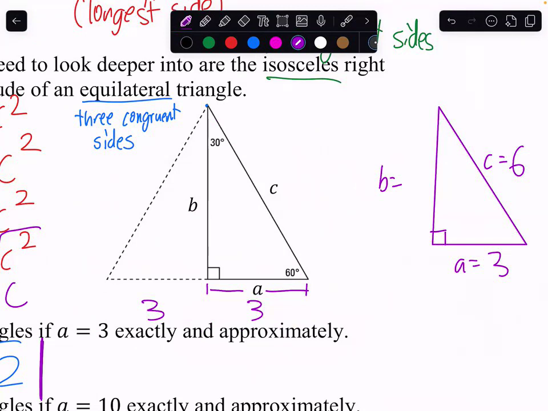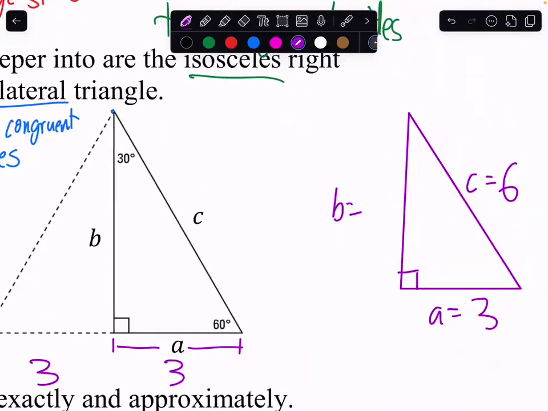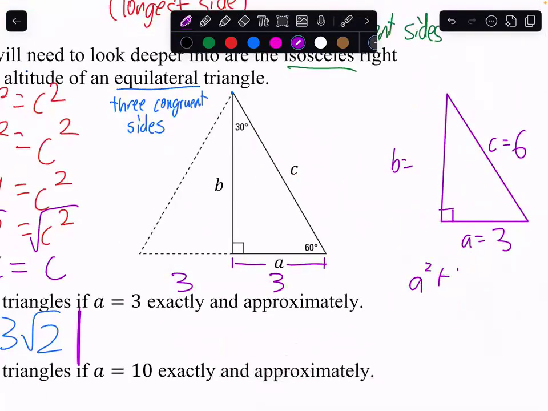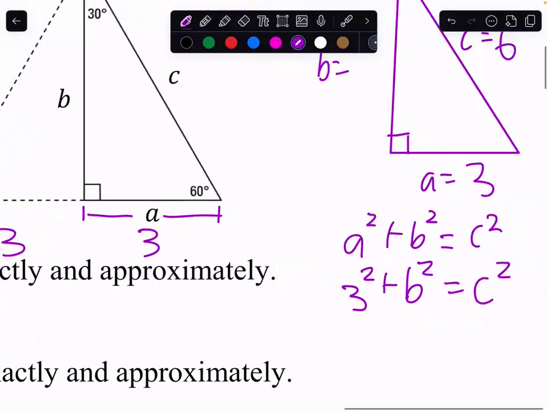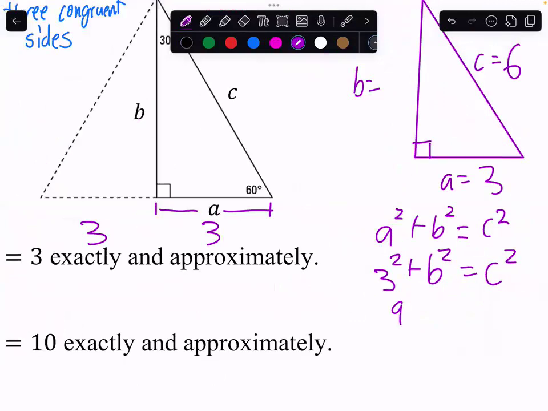Okay, so now that we have 2 of the 3 sides, we can apply the Pythagorean theorem. But be careful about your order. Remember, C is always the longest side. So we know A. We don't know B, so you keep it as B, but we do know C. Sorry, that should be an equal sign over here. Okay, so 3 squared is 9. Sorry, we know that C is 6. 6 squared is 36.